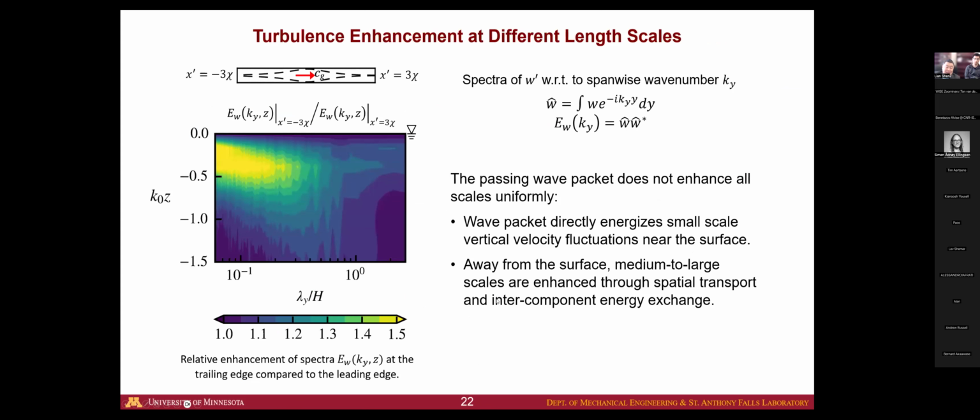The last result is that we can further use the numerical data to look at this turbulence enhancement effect at different time scales or length scales. Here is a vertical cross-section, and the horizontal axis is the length scale. On the left are small scales, and they are enhanced near the water surface. To the right are larger scales, and they are enhanced at some intermediate depth below. So when a wave group passes, turbulence underneath it at different length scales responds in different ways.